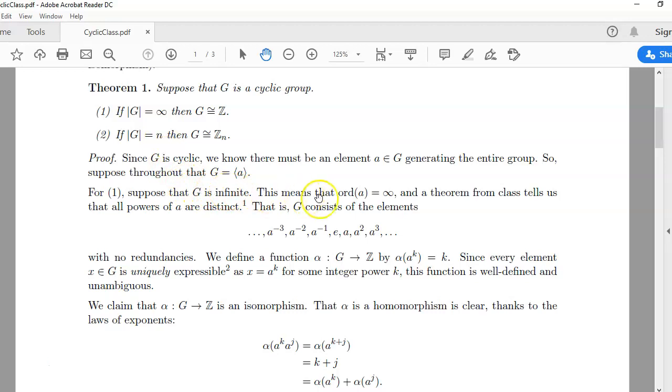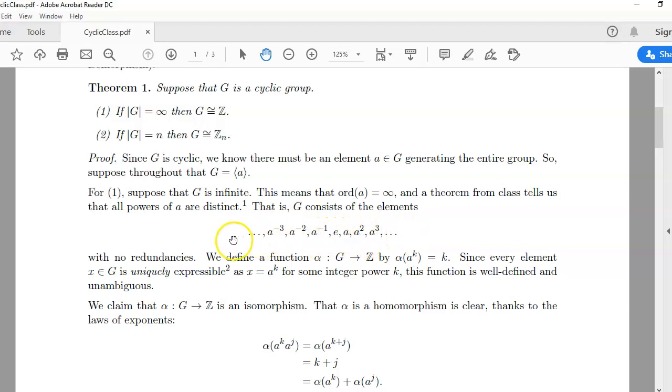Suppose that G is infinite. Well, that means that the generator has to have infinite order as an element of the group. And we had a theorem from class, this is back when we were actually meeting face to face, that tells you when the order of a is infinite, then all the powers of a are different from each other. That is, if you wrote down all the powers of a, both the positive powers and the negative powers, there's never any redundancies. They're all different, okay? And that means that G consists of all these elements. And this is a unique, this is important, unique description of the elements of G.